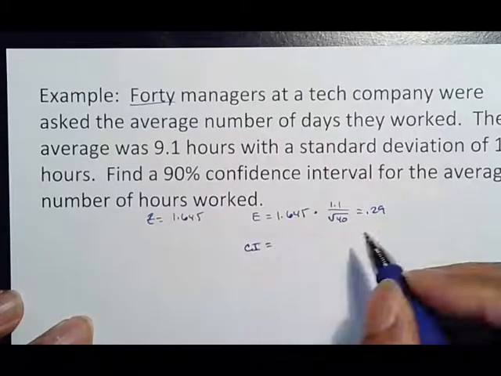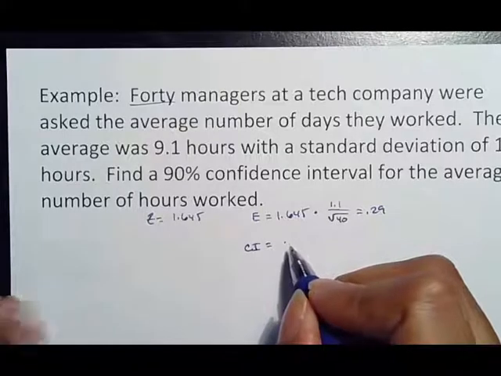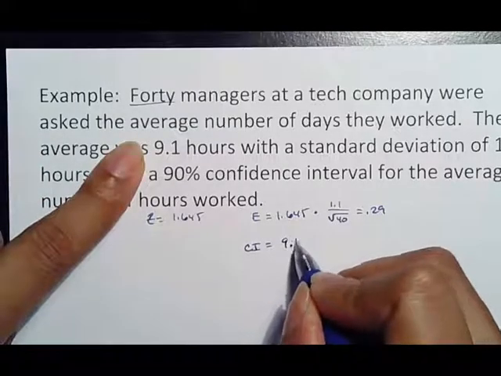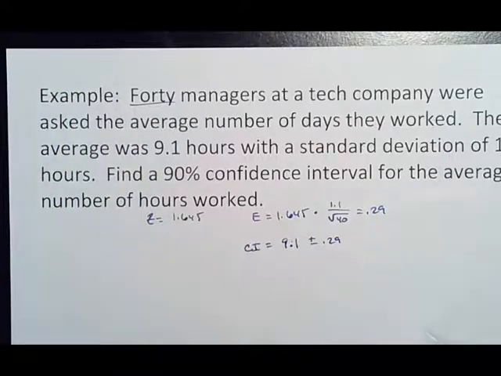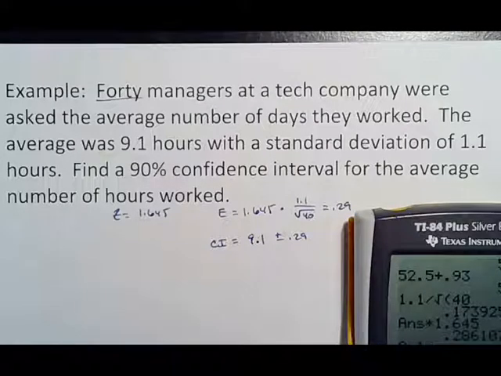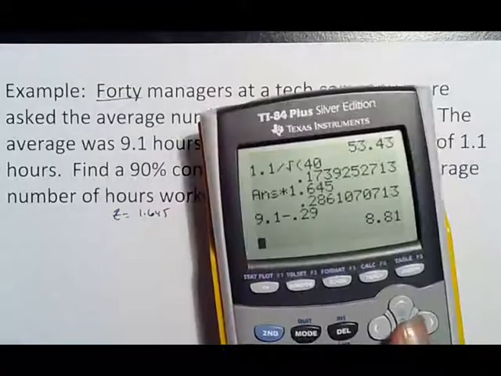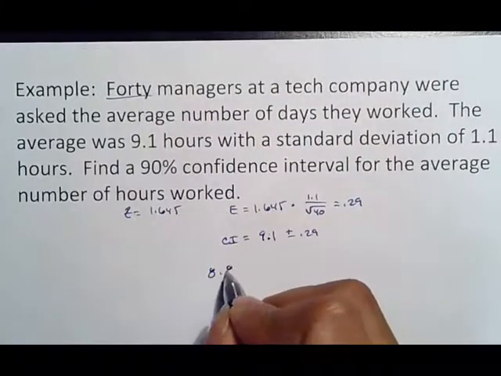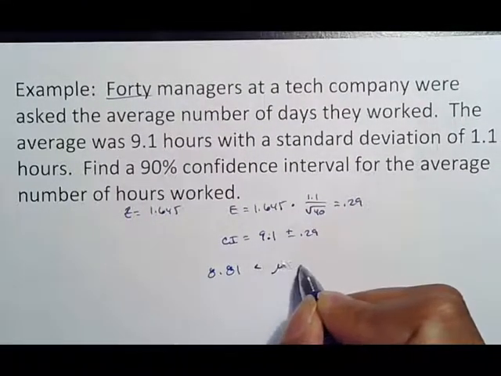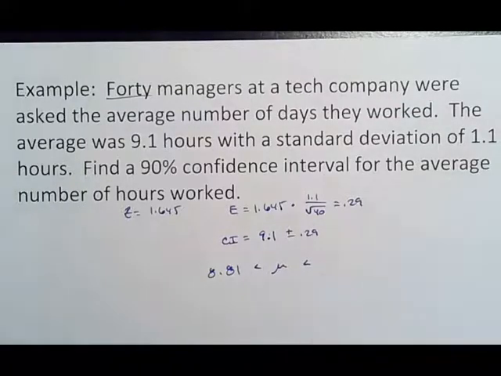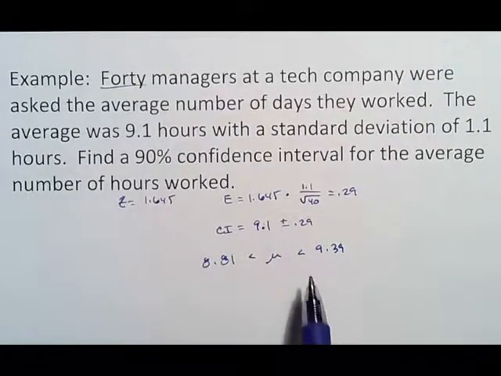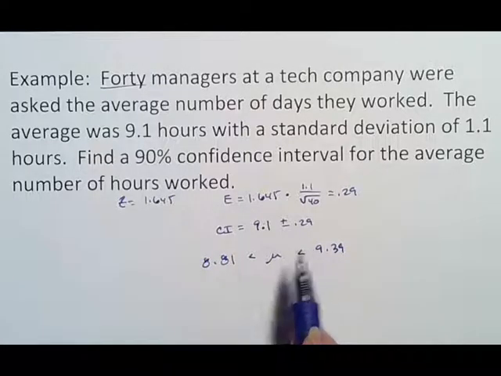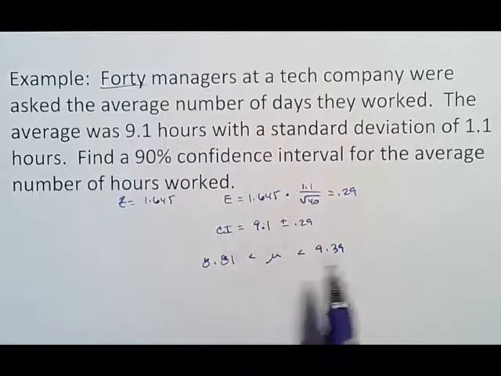Confidence interval is going to be your average, which is 9.1 plus or minus 0.29. Okay, and then we just type those in, getting 8.81, less than your mean. Again, I'm not sure if that's it, but I do know you only have to put those numbers in. 9.39. So we are 90% certain that the tech company managers average between 8.81 and 9.39 hours.